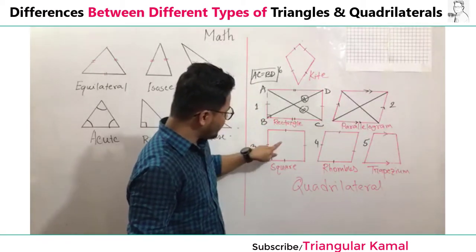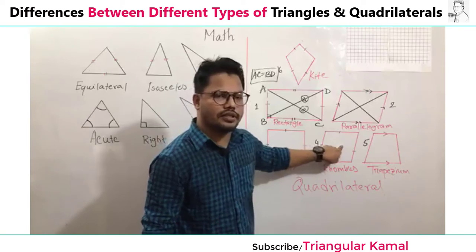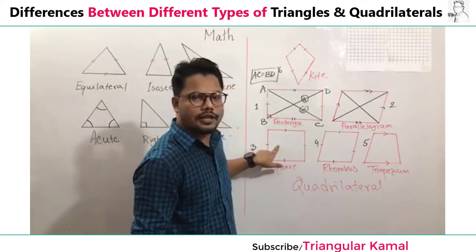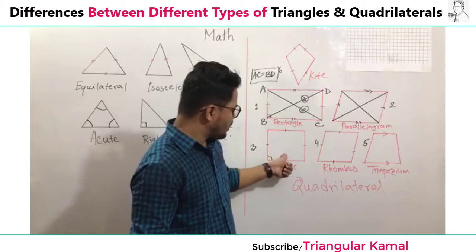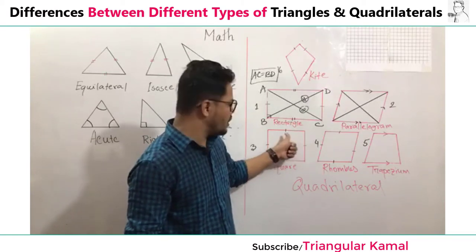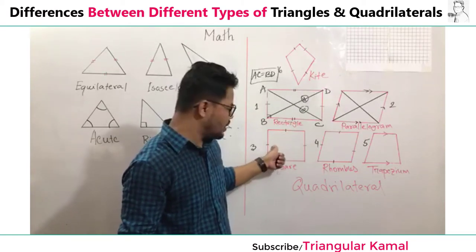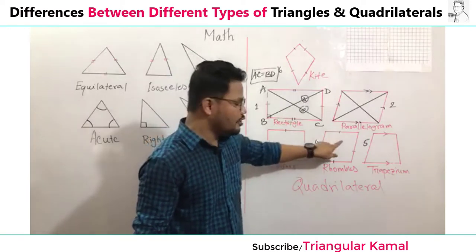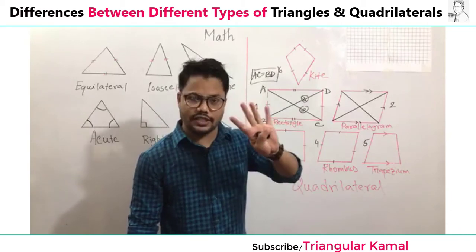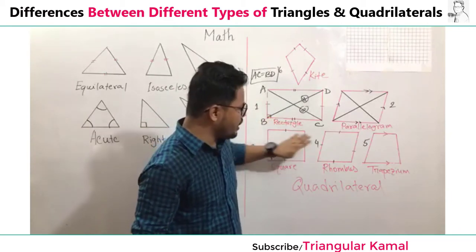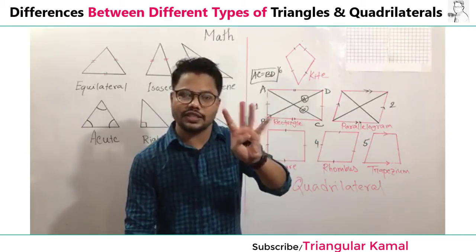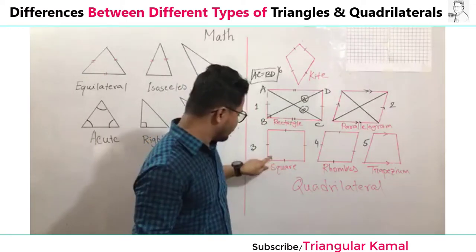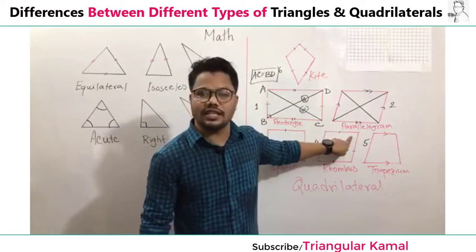Now attention to the square and rhombus. The similarity: the four sides are the same in measure. Like if this one is 5 centimeter, this one will be 5 centimeter, this one 5 centimeter, this one 5 centimeter. In a rhombus there are also 4 equal sides. So square and rhombus both have 4 equal sides. But in a square each angle will be 90 degrees, and in a rhombus none of them is 90 degrees.